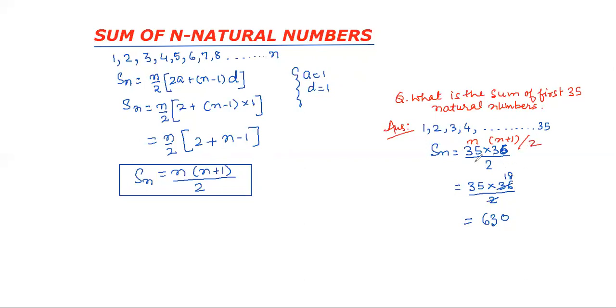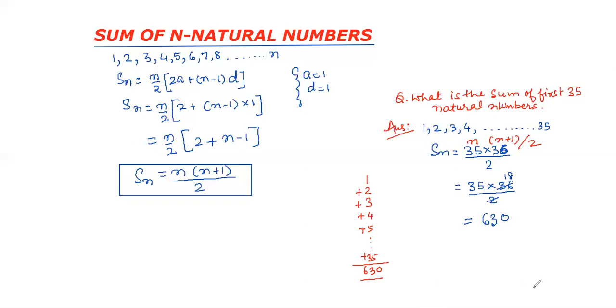So children, this is n, 35. n plus 1 is 36, divided by 2, cancel it, and you will get 630 as the answer. When you add 1 plus 2 plus 3, it will be very difficult to add up to 35. A lot of time will be consumed in writing the numbers up to 35. So the shortcut to get the sum is n into n plus 1, divided by 2, and therefore this is 630. This is how this formula is helping us in calculations.